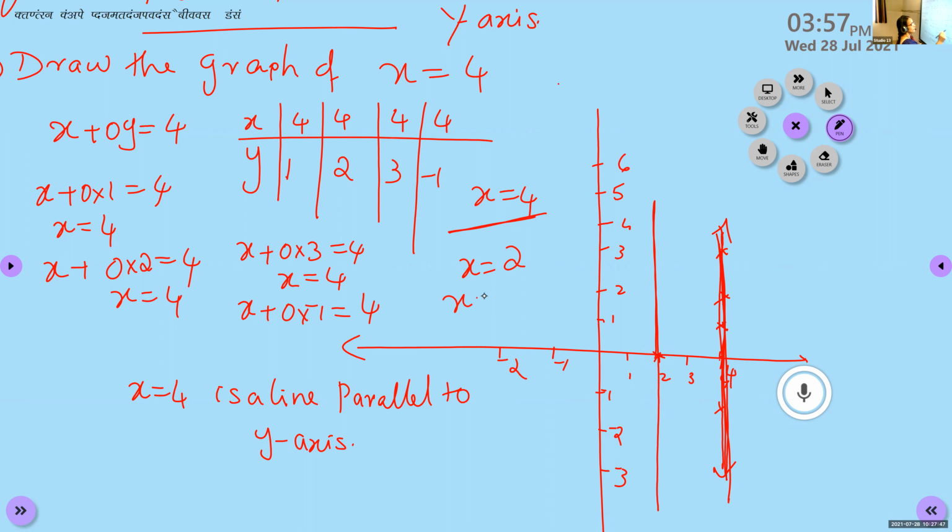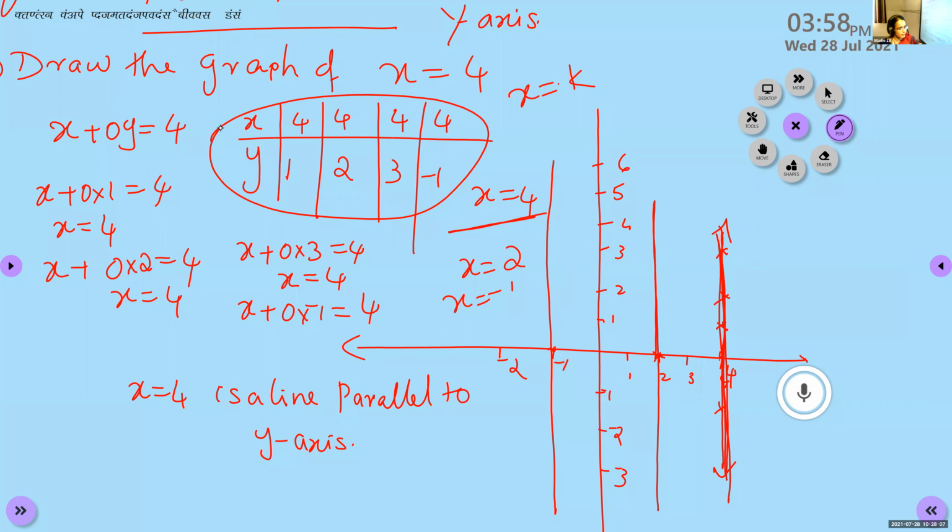If x equal to minus 1, the line will pass through negative 1 on x-axis and be parallel to y-axis. So all these are x equal to k, any constant. No need to find the solution set. You can draw; it passes through that constant, whether it is 1, 2, negative 1, negative 4, any number, at that point on the x-axis, parallel to y-axis. Okay? But one question we will do using this solution set. After that, no need. You can just draw, passing through that particular point, parallel to y-axis.